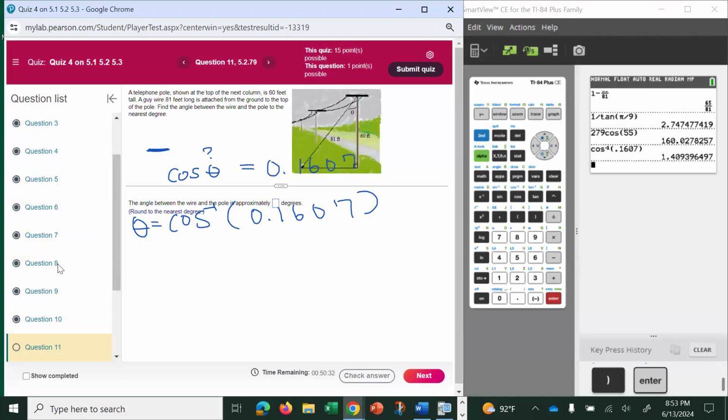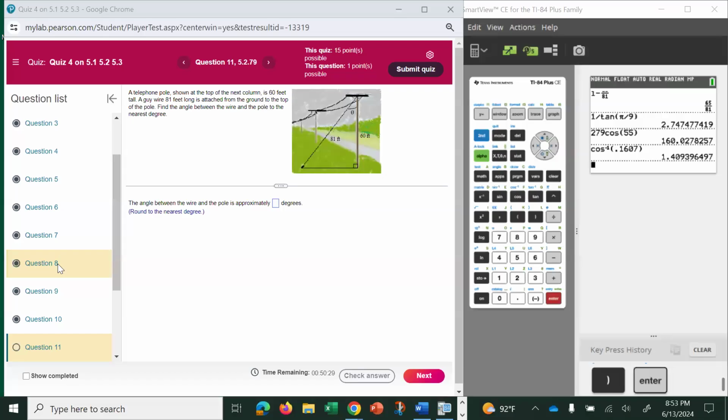Okay, number 12 is a telephone pole, and the angle given is right here. It says find the angle between the wire and the pole to the nearest degree. And the wire here, this part is 81 feet. And it also gives us this side, which is 60 feet. So in terms of the angle, we're given the hypotenuse and the adjacent side, because 60 feet is adjacent to the angle.